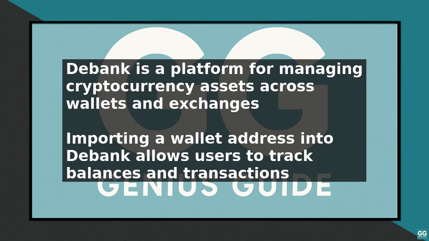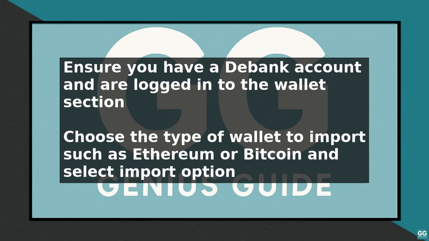First, ensure you have a Debank account and are logged in. Navigate to the Wallet section where you can add new wallets. Choose the type of wallet you want to import, such as Ethereum, Bitcoin, or others. Then, select the import option, usually by scanning a QR code or entering the wallet address manually.